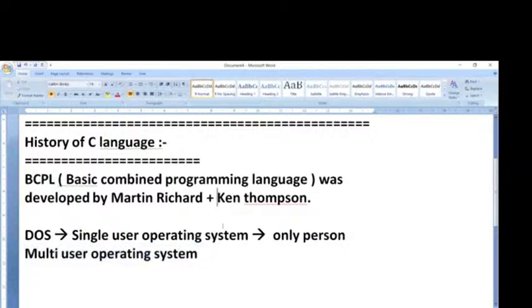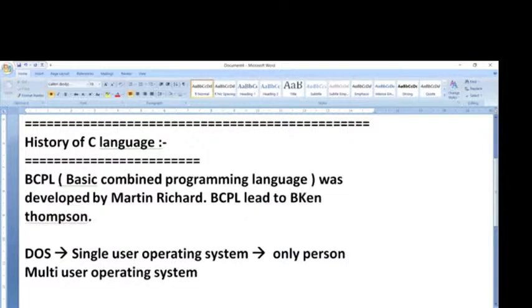Then they developed a new programming language. It is called B. The first letter of BCPL is B. So from BCPL, language B was developed. BCPL led to B. It was developed by Ken Thompson.